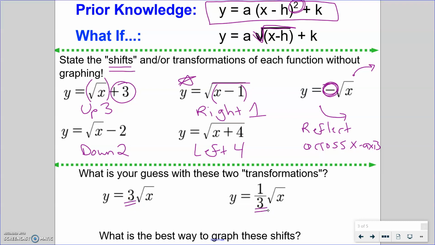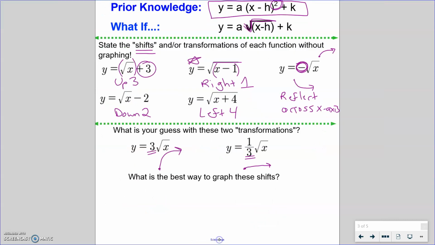So remember with quadratics, if we had a 3 in the front, it made it really narrow, like a thin parabola, versus a 1/3, which made it really wide, more like an actual smiley face. It's similar here. The 3 on the square root function actually makes it more up and down wide, and the 1/3 actually makes it more narrow. Okay, so it adjusts it that way.